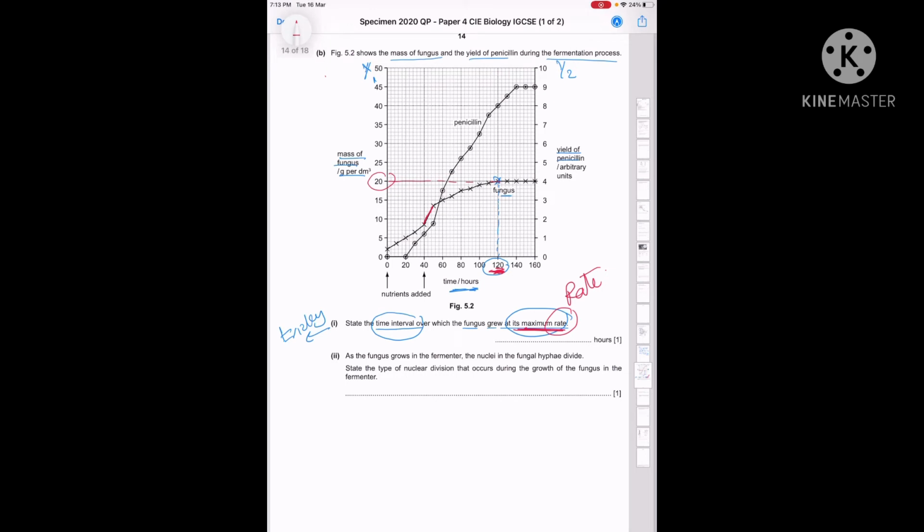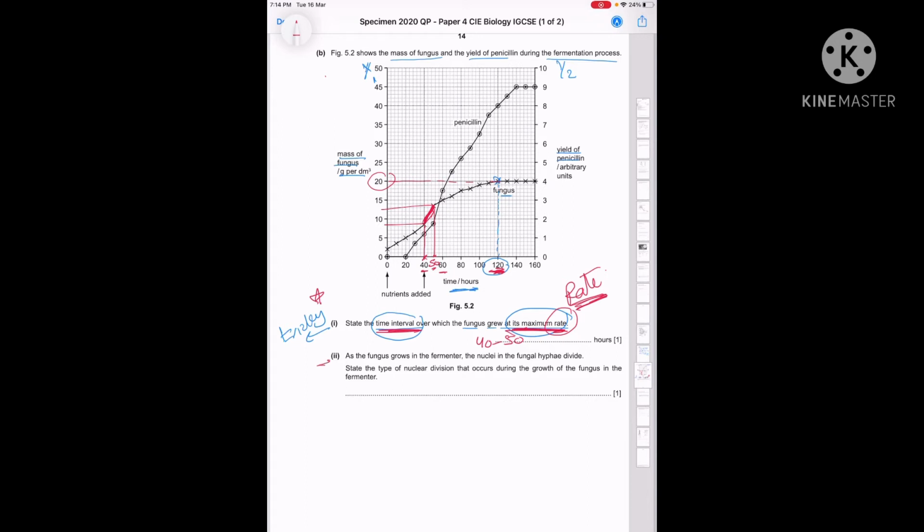This huge increase in the mass compared to time is from 40 till 50 hours. So they want the time interval where the fungus grew at the maximum rate, which is this, from 40 to 50 hours. And this word rate made a very big change in the answer, as you saw. So that's a tricky question that I wanted to stress on.